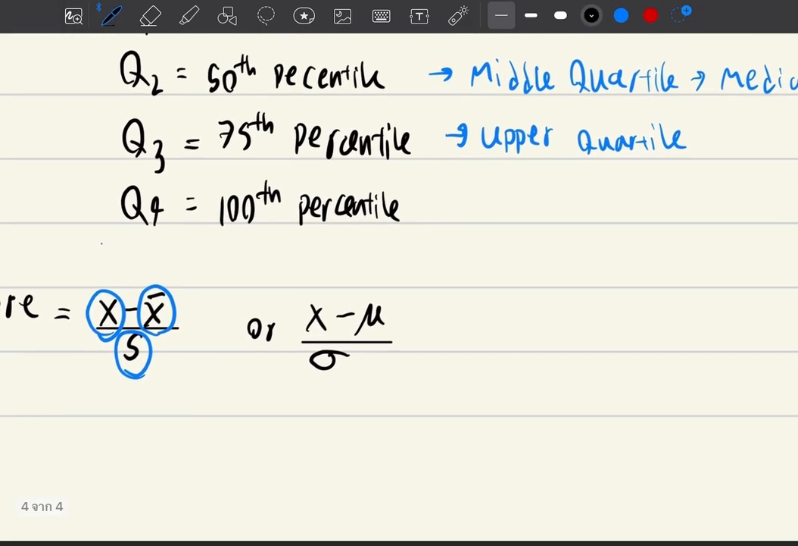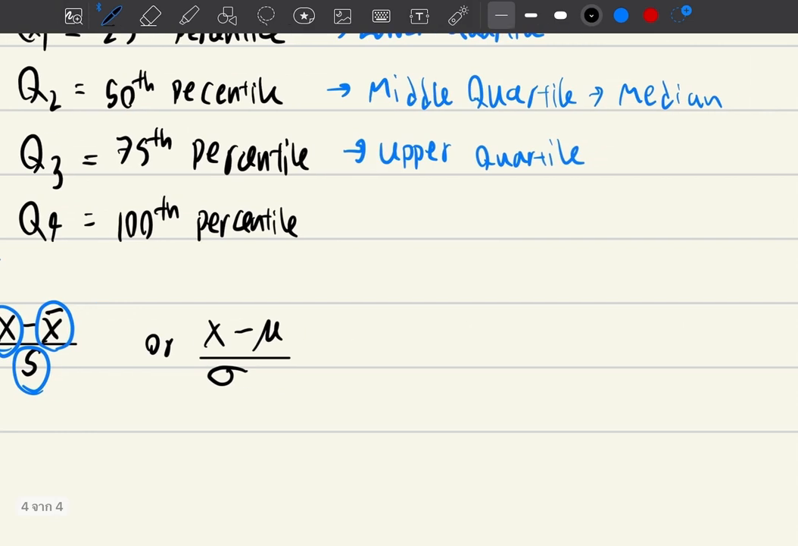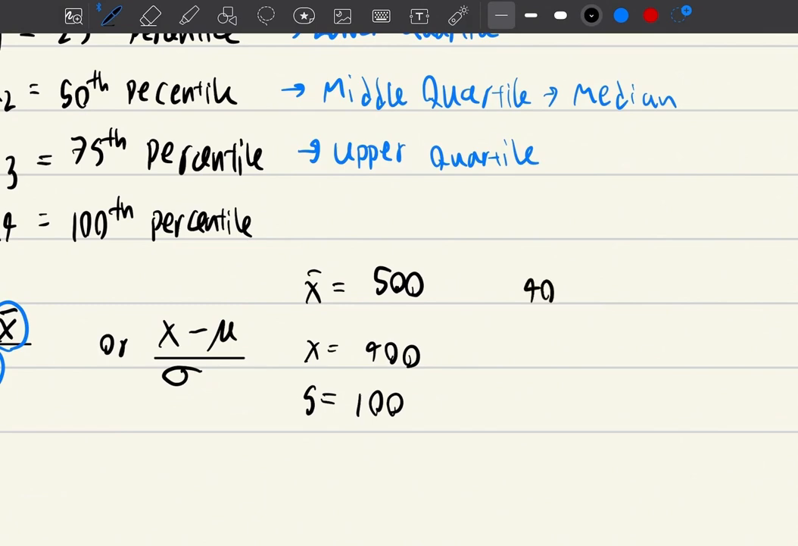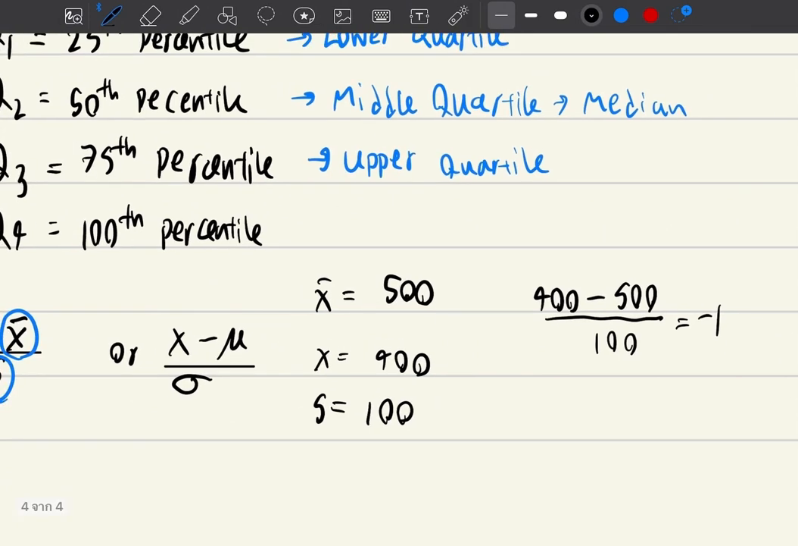For example, the mean of the test score is 500 and your score is 400, and the standard deviation is 100. So we're going to use 400 subtract 500 divided by 100, so it's going to equal -1. So it means that your score is one standard deviation below the mean.